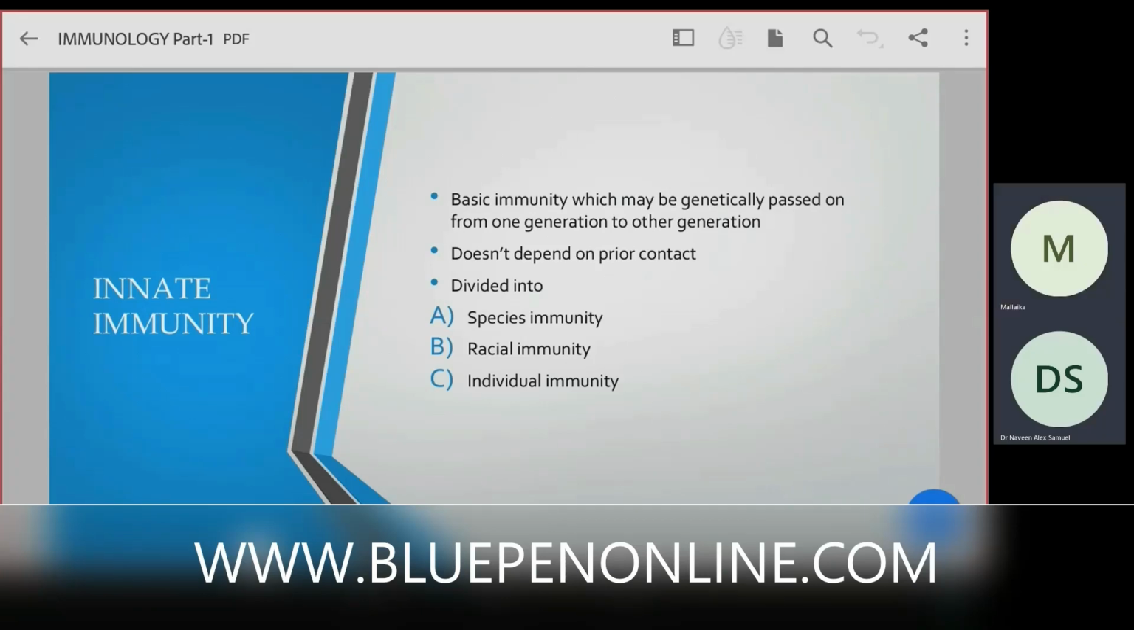Innate immunity is the basic immunity, which may be genetically passed on from one generation to the next. It doesn't depend on prior contact. It's divided into species immunity, racial immunity, and individual immunity. I won't go into detail on these because they are just basic things. If you want, you can read them. Which textbook do you follow? Apurva Sastry. In that they have given small notes, you can see those. Nobody is going to ask questions on these things.